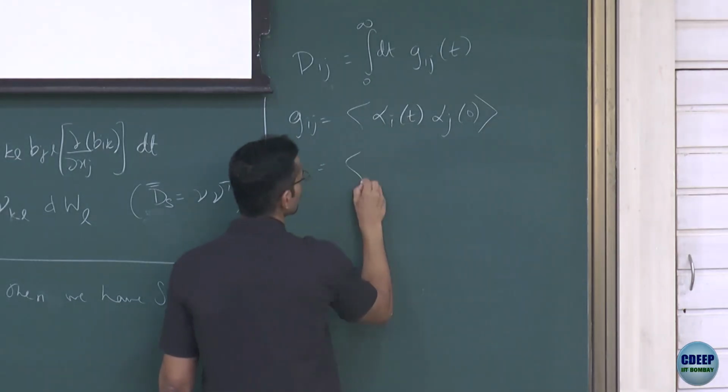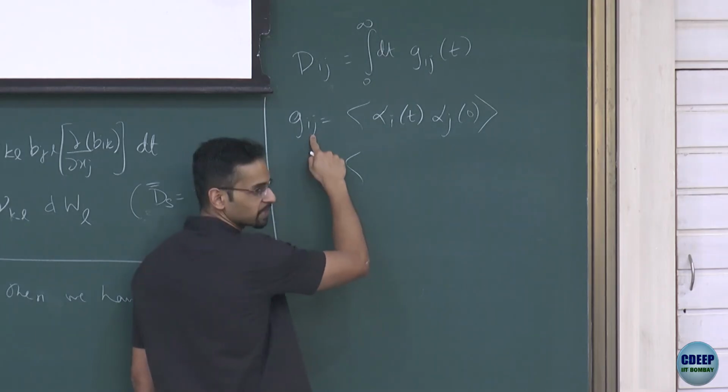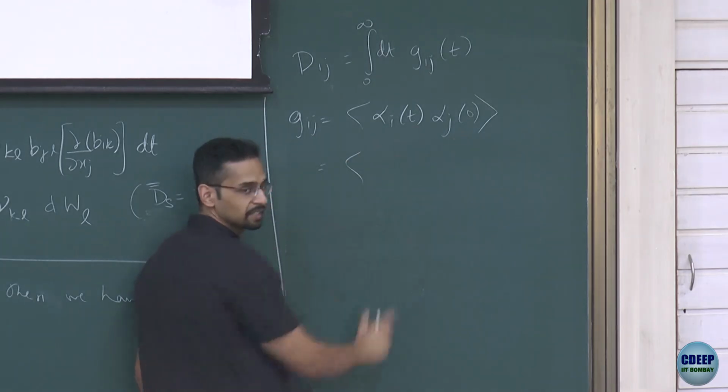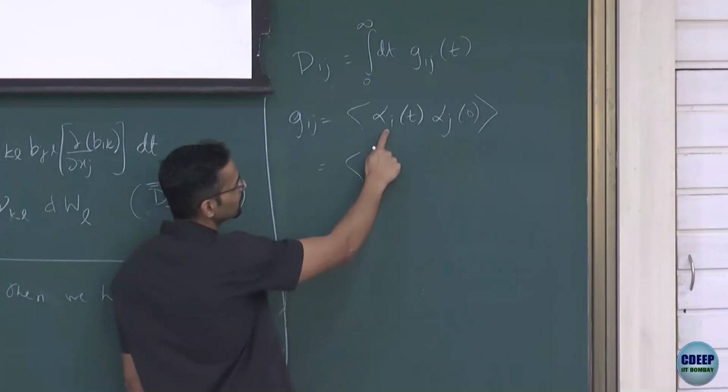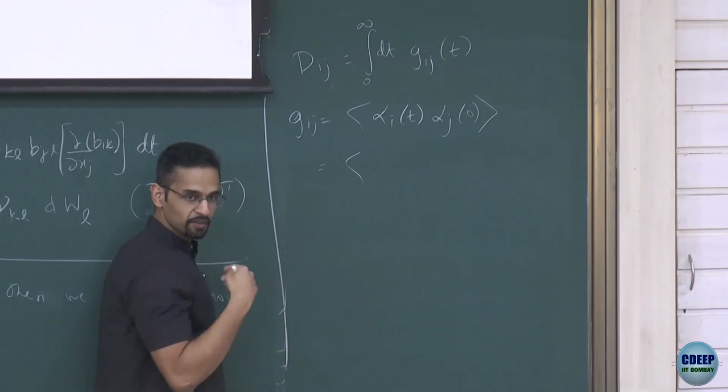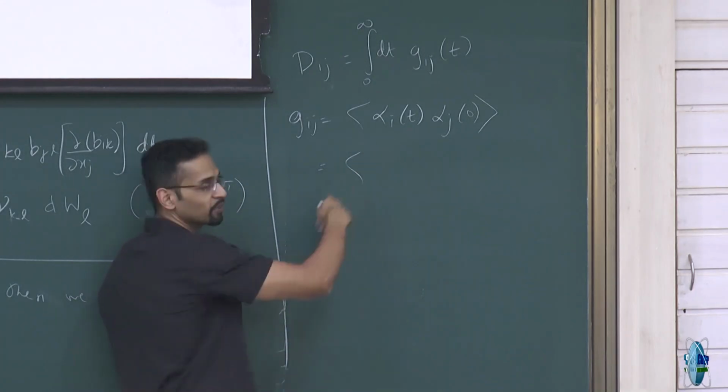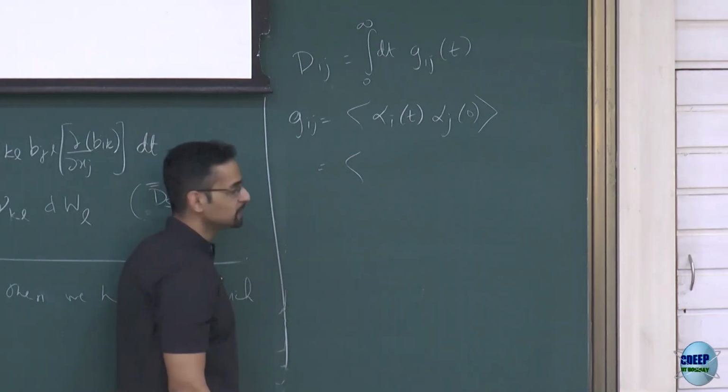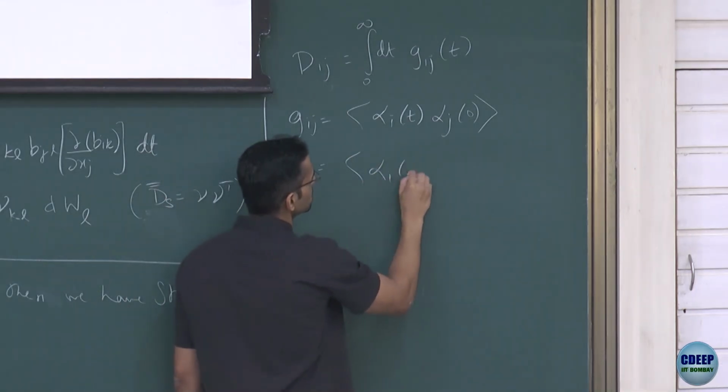Now I know that I can write this also, since it's a stationary process, alpha. What matters is the time difference, and having i here means I want to look at alpha i in the future. But that could also be the same as this.